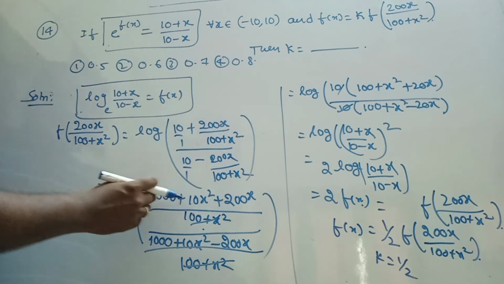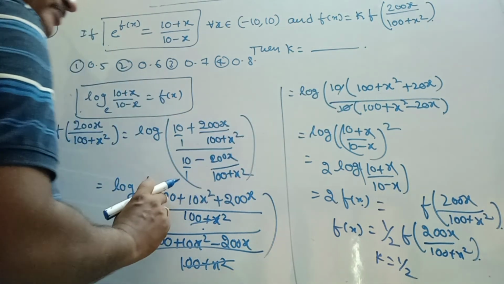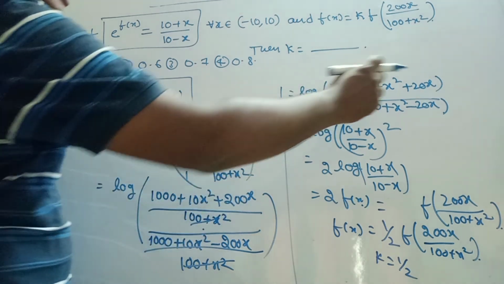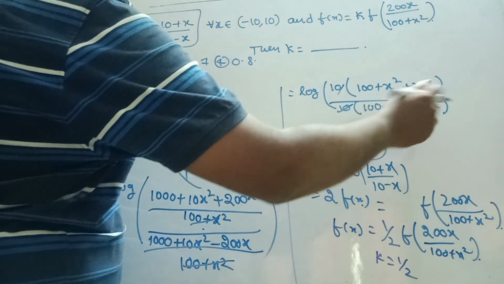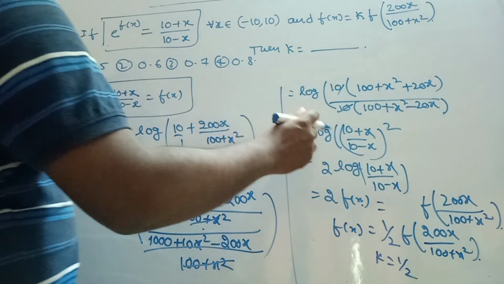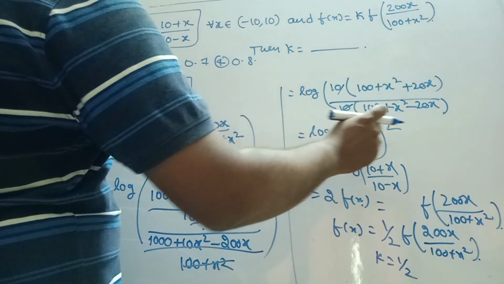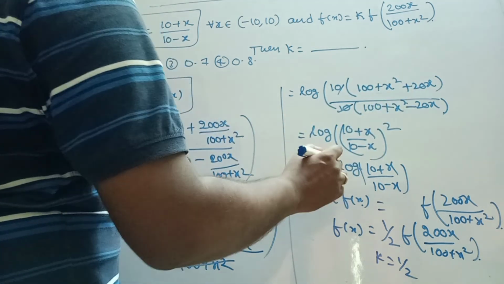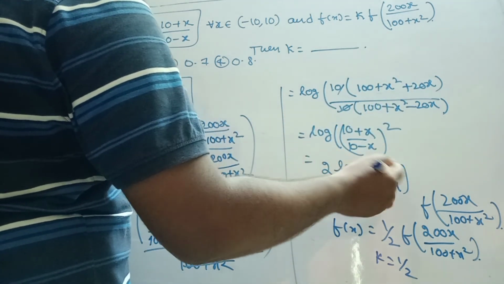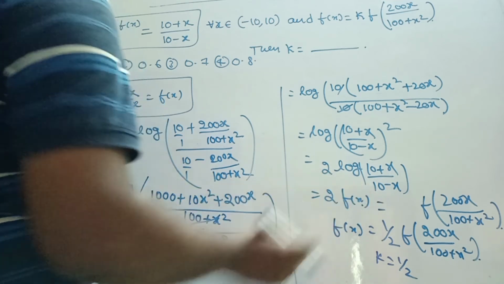Let us take 10 common in this. If you take 10 common, this becomes 100 plus x square plus 20x divided by 100 plus x square minus 20x. Now this becomes log of 10 plus x by 10 minus x whole square. This we can write as 2 times log of 10 plus x by 10 minus x, that is 2 times f of x.